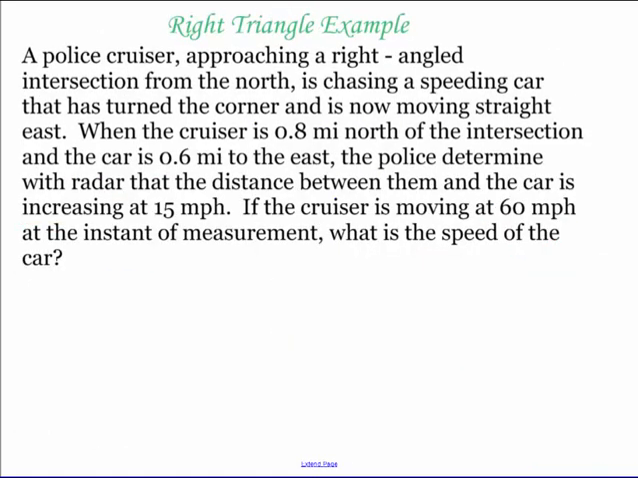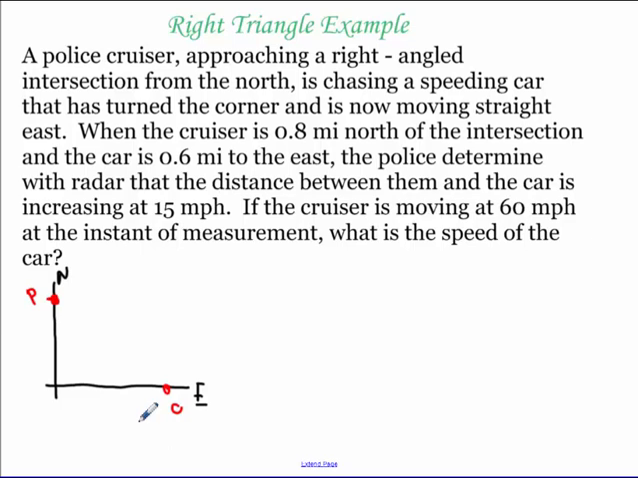This related rate is a related rate. I call it a right triangle example. It's a good application. So we're talking about, in this example, a police cruiser approaching a right-angled intersection from the north and chasing a speeding car that has turned the corner, is now moving straight east. So we have an intersection, north and east. And our police car is up here, and let's call it the other car, C, is down there.